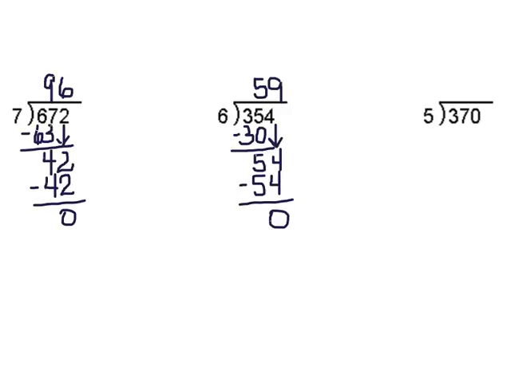Looking at another problem, we have 370 divided by 5. Will 5 go into my 3? No. Will it go into 37? Yes. How many times? The answer would be 7. 7 times 5 is 35. I'm going to subtract. 37 minus 35 is 2. Bring down the 0. How many times will 5 go into 20? It will go in there 4 times. And 4 times 5 is 20. Subtract, get 0. And my quotient then is 74.